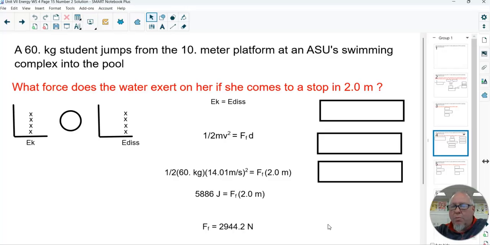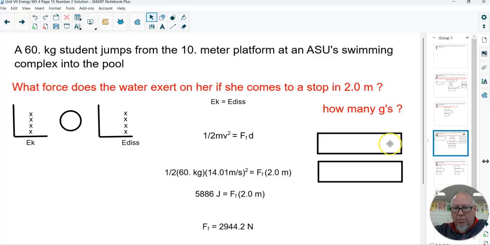A secondary part of this problem asks how many G's were exerted on the body when she hit the water. In order to do that, you would need to know a little bit about what this means. Normally on Earth, if you take your mass times the force of gravity, that's 1g.